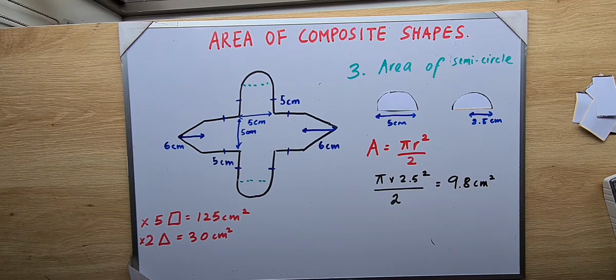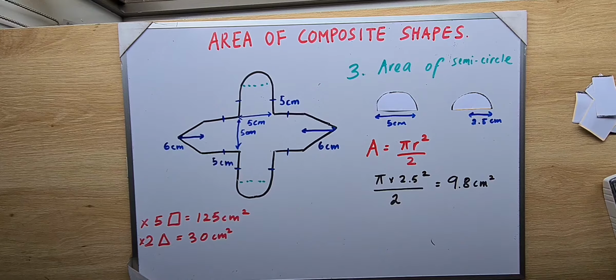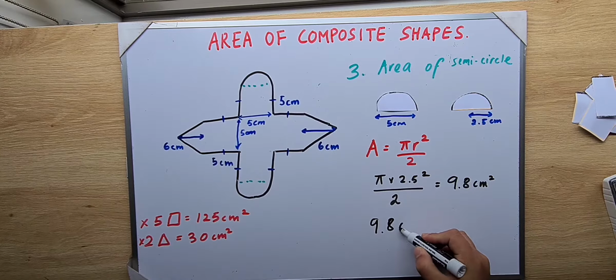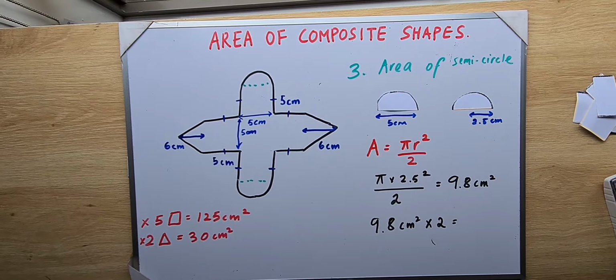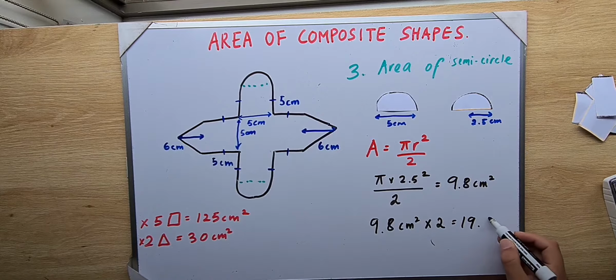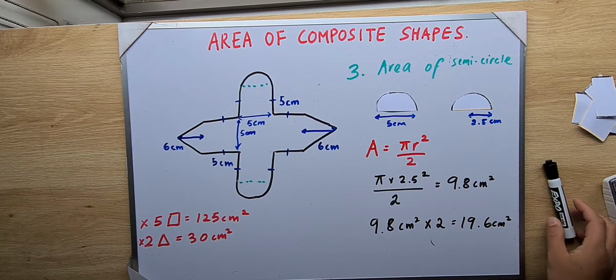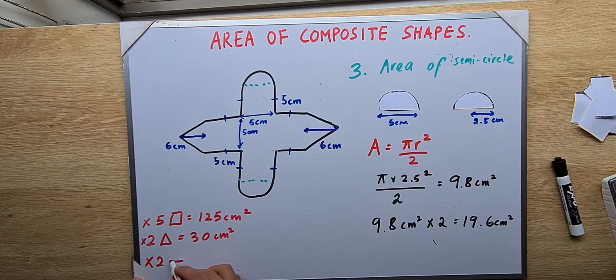centimeters squared. So that's just the area of one semicircle, but I have 2 semicircles, and therefore I will multiply 9.8 centimeters squared by 2, and that will give me 19.6 centimeters squared. So that is the total area of both of my semicircles.